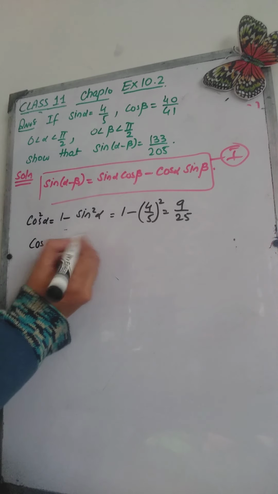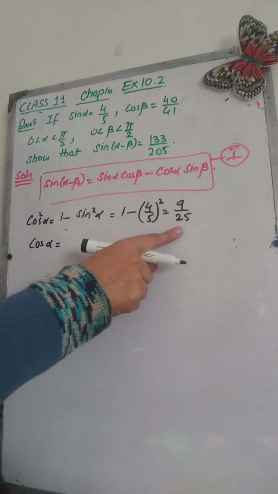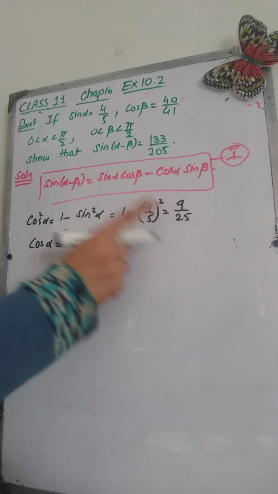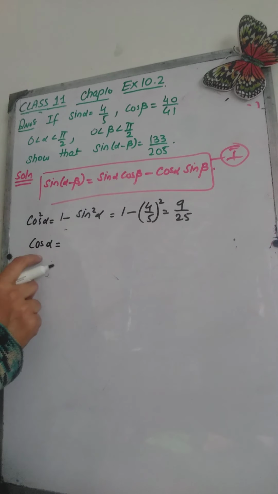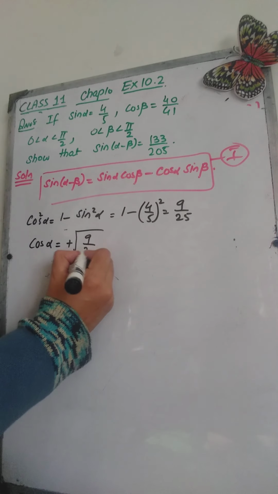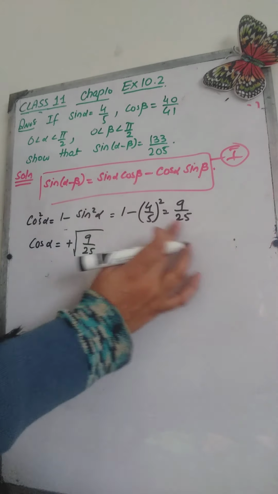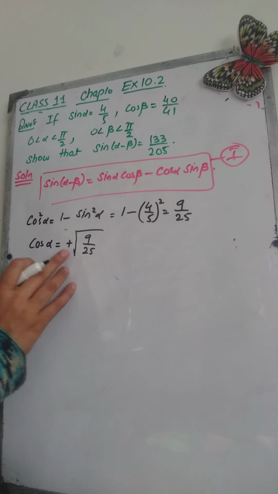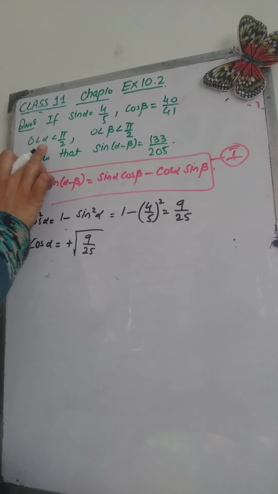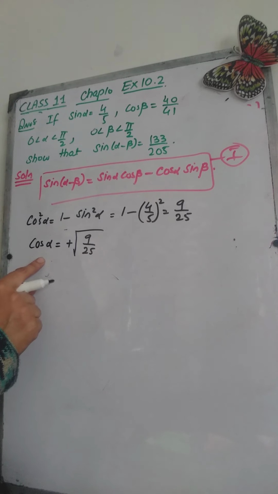Cos of alpha will be the positive square root of this. We won't take the negative value of the square root of 9 by 25 because alpha is in the first quadrant, and in the first quadrant cos is always positive. So we are going to take the square root of both the sides, and we are going to take the positive square root because alpha is in the first quadrant, and we know that all the angles which are in the first quadrant have sines and cosines positive.